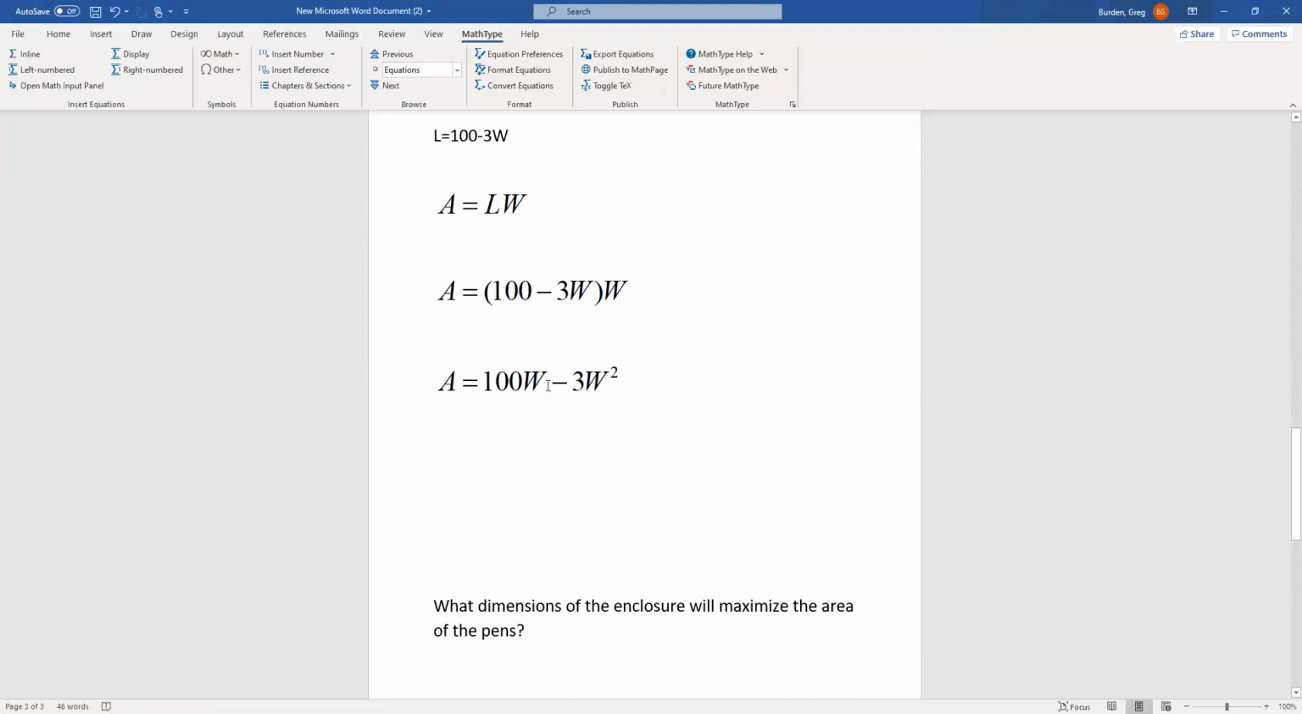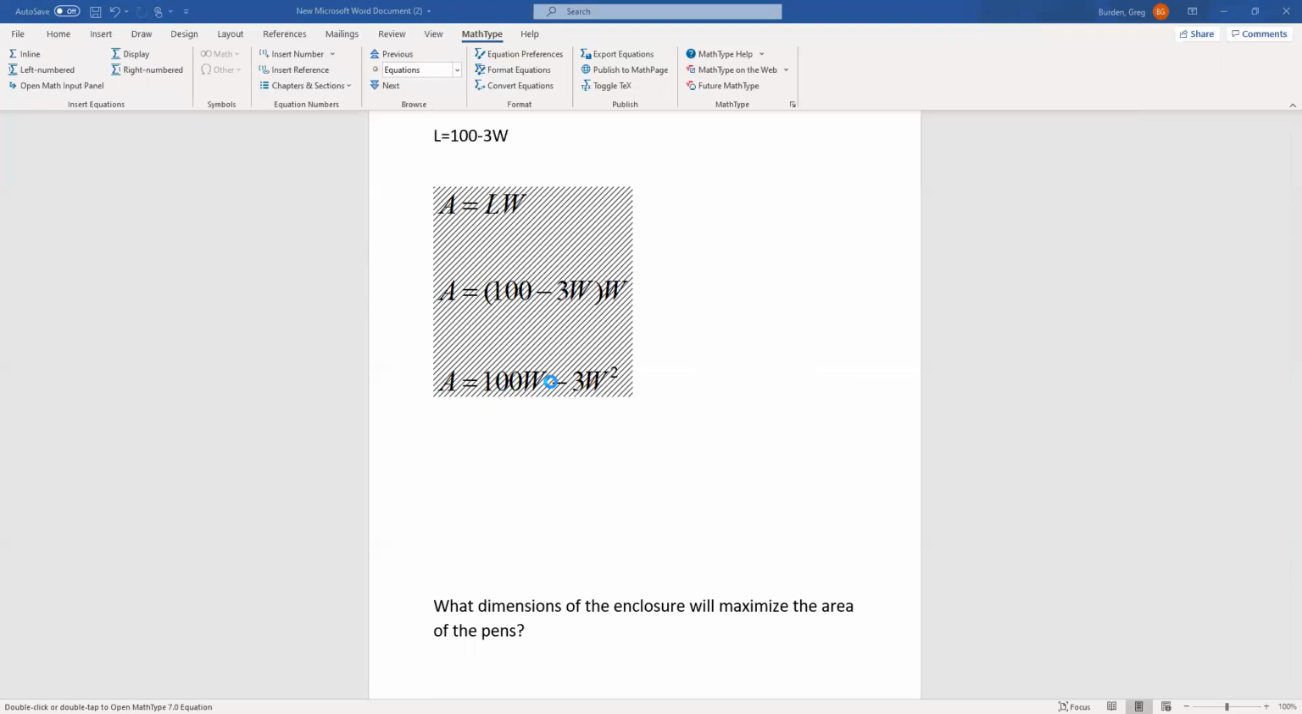So our area function, we have now just two variables that we're interested in, area and width. In the end, we'll need to go back and figure out what L is, but that's no problem once we know what W is. And that will give us the dimensions of the enclosure that will maximize the area. Okay, so as you hopefully recognize, this is a quadratic function. If we graph it, it's going to be an upside down parabola, a concave down parabola, due to the fact that we have the minus 3 here.